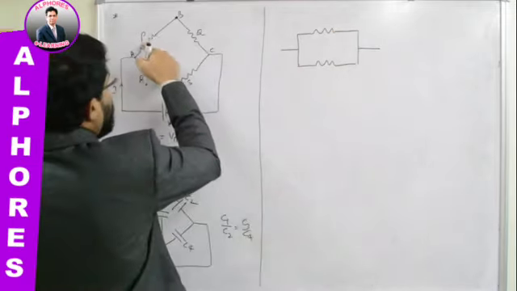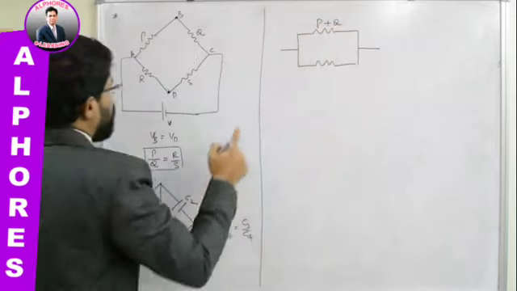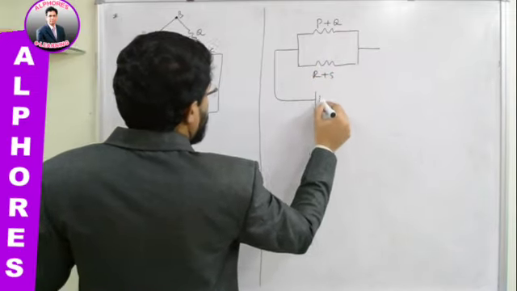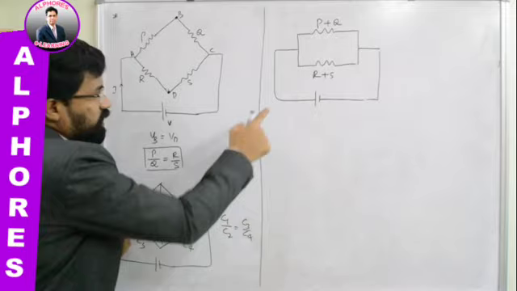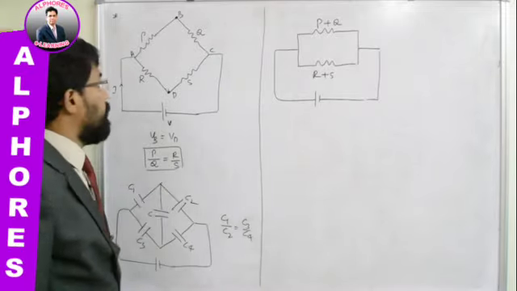This is what? P plus Q. The upper resistance is P plus Q. The lower one is R plus S. This is connected to the battery. This is the equivalent resistance, the equivalent circuit.